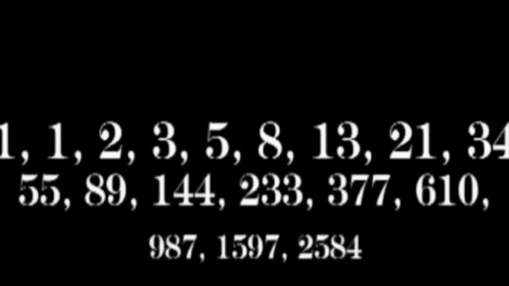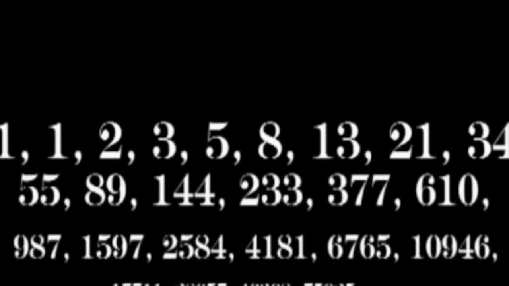Around 1200 AD, a man named Leonardo Pisano, better known as Fibonacci, discovered a sequence of numbers that created a very interesting pattern. The sequence begins with the numbers 1, 1, 2, 3, 5, 8, 13, 21, 34, and continues indefinitely. Each number is obtained by adding the last two digits together.